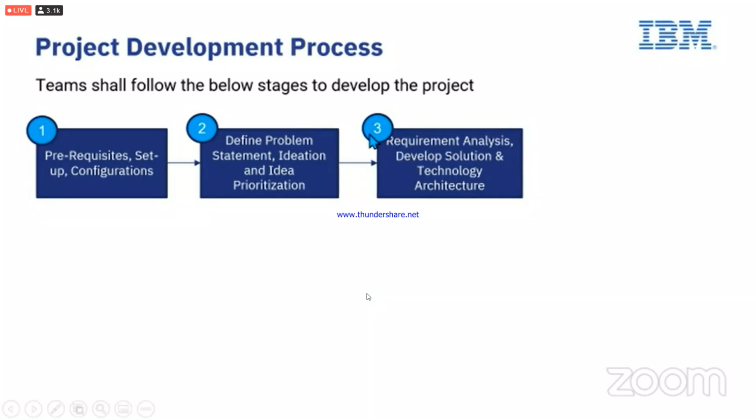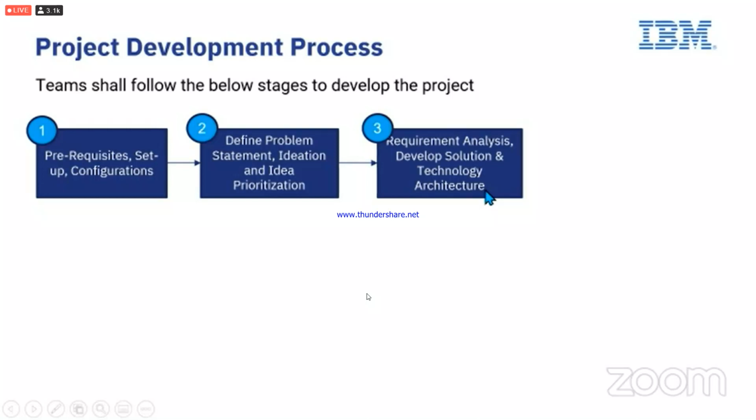The third stage is the requirement analysis, developing the solution architecture, and developing the technology architecture. You have to gather all the requirements specific to your project. You have to create a high level solution architecture of the project, and a technology architecture: how the backend of your solution is going to be, how the front end, what technology you are going to use, what database, and what open source framework you are going to use. You have to define all the technology architecture for your solution.